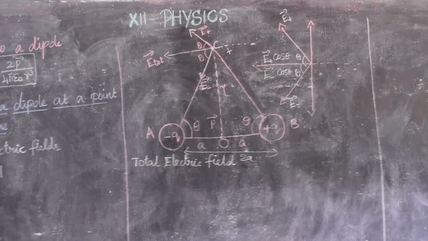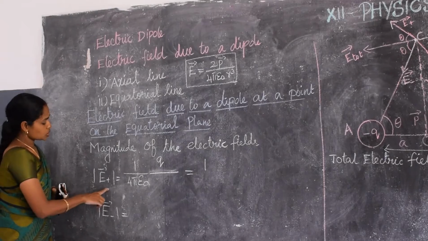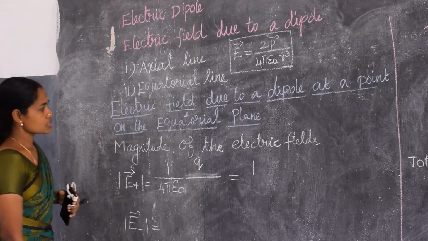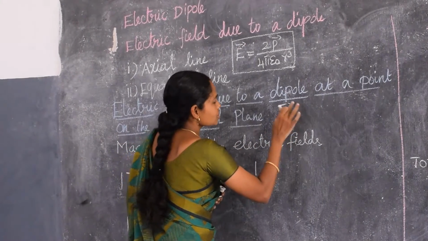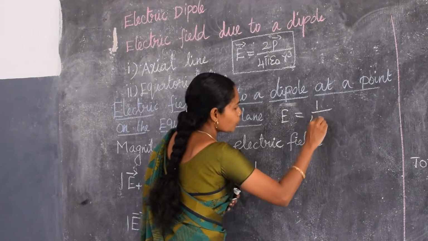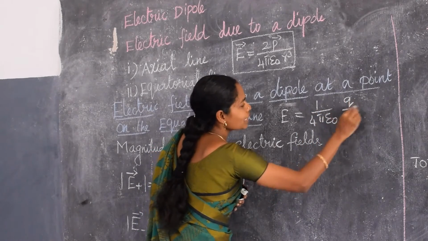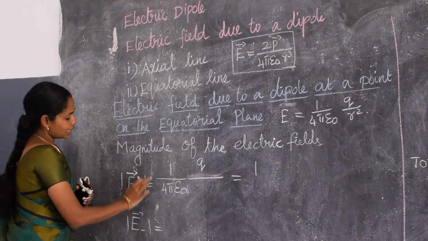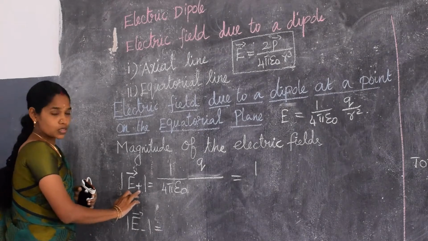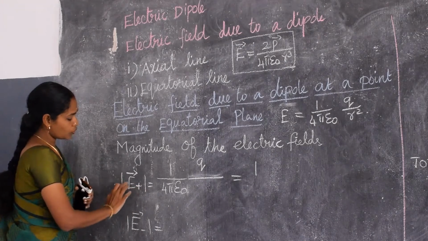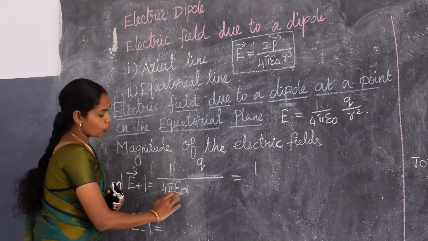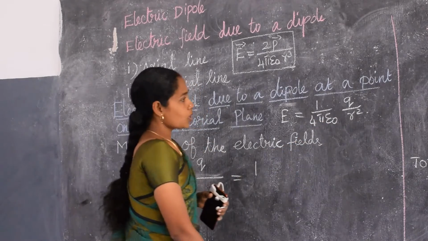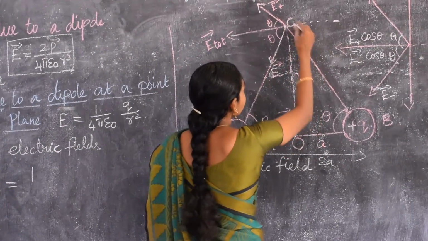Magnitude of the electric field. First, the electric field due to the positive charge. E vector plus is equal to, we know the formula for electric field. What is it? E is equal to 1 by 4 pi epsilon naught q by r squared. This is the formula for electric field. First, we calculate the electric field due to the positive charge: mod of E vector plus is equal to 1 by 4 pi epsilon naught q divided by, here r squared is the distance between the two charges. Here, what is the distance between these two?